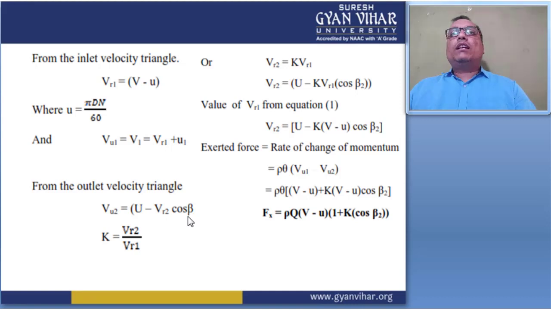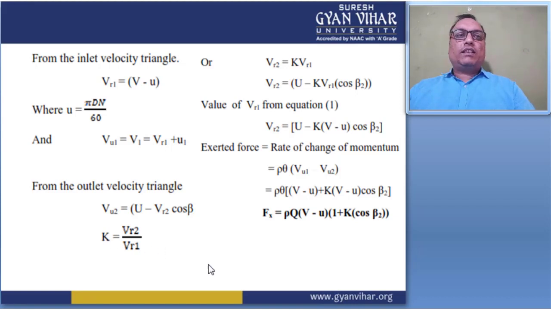So VR2 is U minus K VR1 cos beta2. Putting the value of VR1 from equation 1, VR2 equals U minus K (V minus U) cos beta2. The exerted force equals the rate of change of momentum, which is rho Q (VU1 minus VU2), equal to rho Q (V minus U) plus rho Q (V minus U) K cos beta2. So Fx equals rho Q (V minus U)(1 plus K cos beta2). This is the force in the x direction.